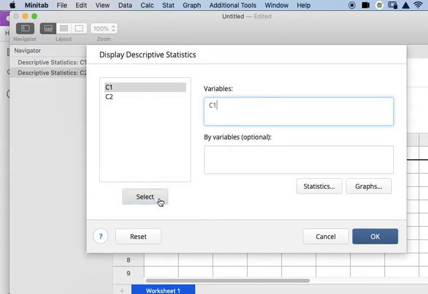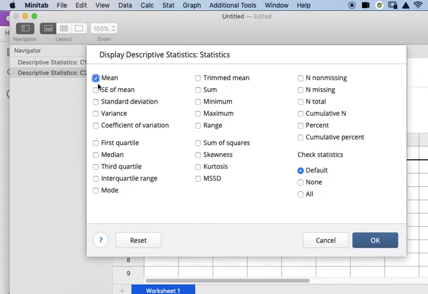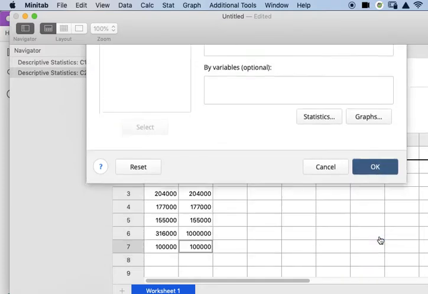Now I'm going back to my original data set in C1, and instead of mean, I want to calculate the median.